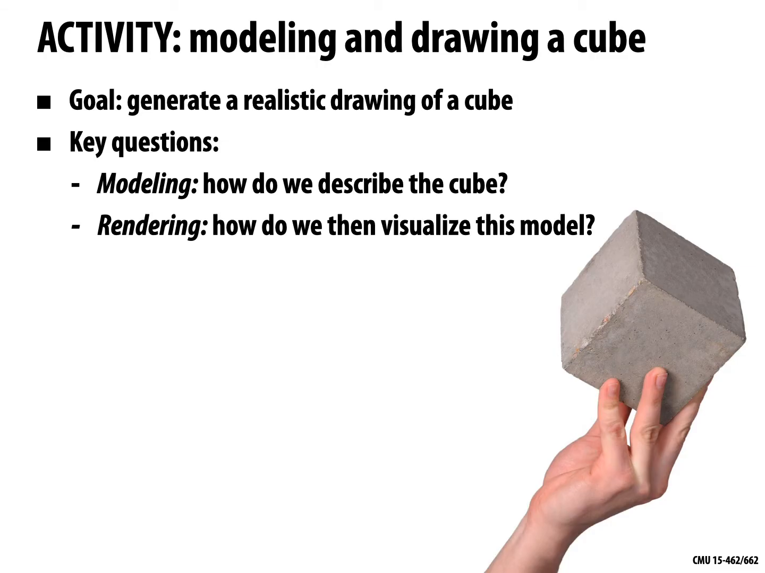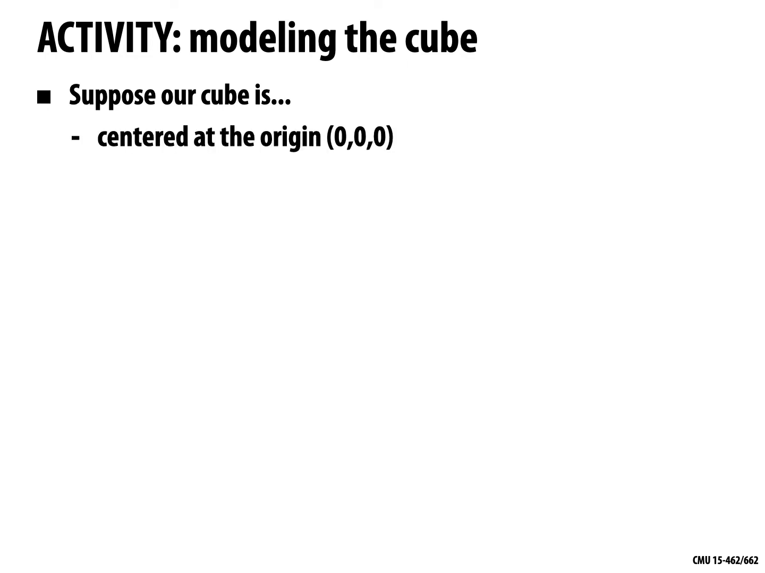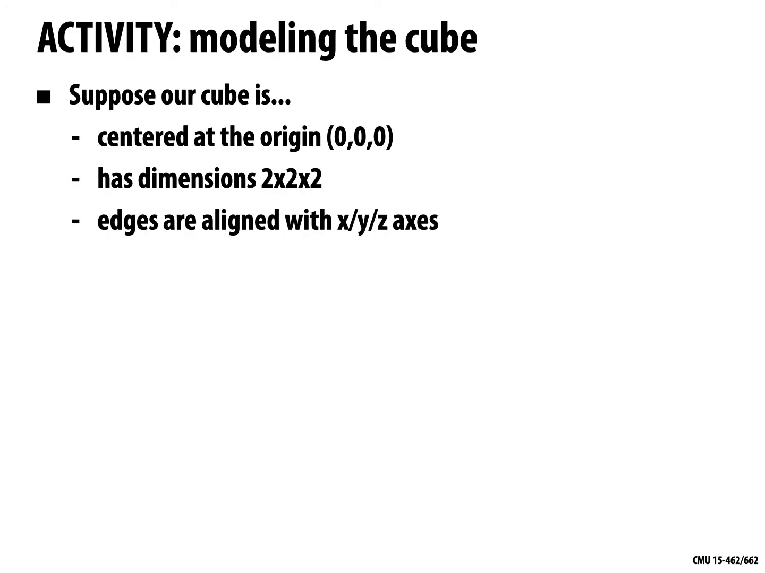So how do we visualize the model of our cube? Okay, so just to get us going, this is obviously a simple example, but just to get something concrete, let's say that we have a cube that's centered at the origin, 0, 0, 0 in three-dimensional space. It is a 2 by 2 by 2 cube, 2 wide by 2 tall by 2 deep, okay? And the edges of the cube are going to be parallel to the x, y, and z axes. It's kind of an axis-aligned cube.